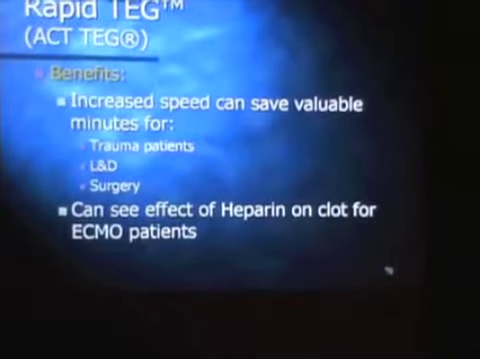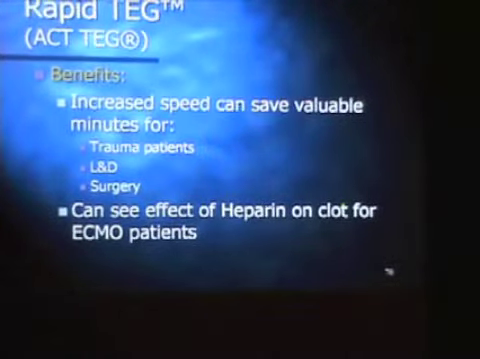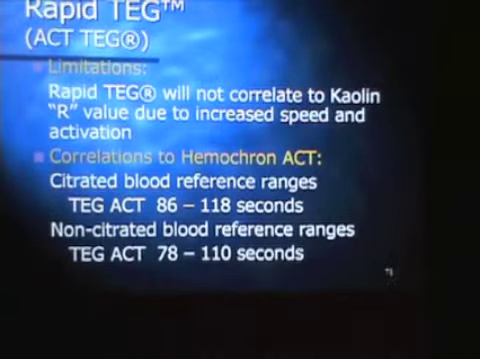The problem with the rapid is that we lose sensitivity in the R value, because we're hitting both pathways. But what the rapid actually enables you to do is it correlates beautifully with the basic TEG in your angle, your MAs, your Gs, and your lysis.